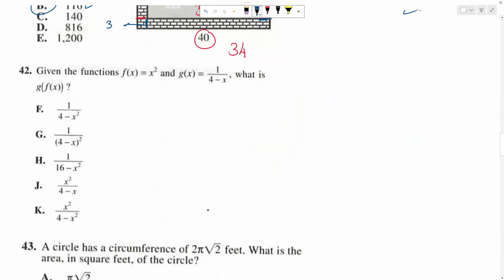Number 42, you're asked to find g of f of x. And we said g of anything, meaning we go for the function that's called g first. We remove its x and we substitute the f of x. So that would become 1 over 4 minus, and instead of the x, I'll put the f of x, which is x squared. When you look at the choices, this is choice F as it is.